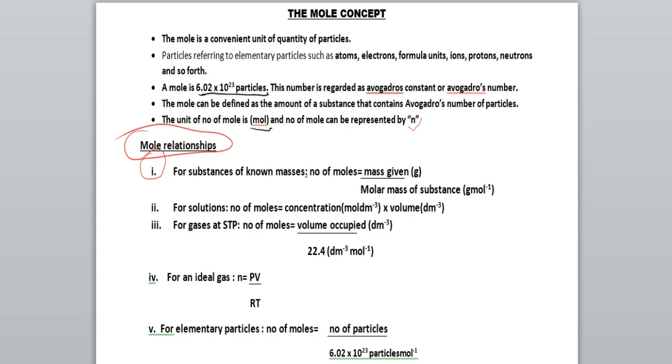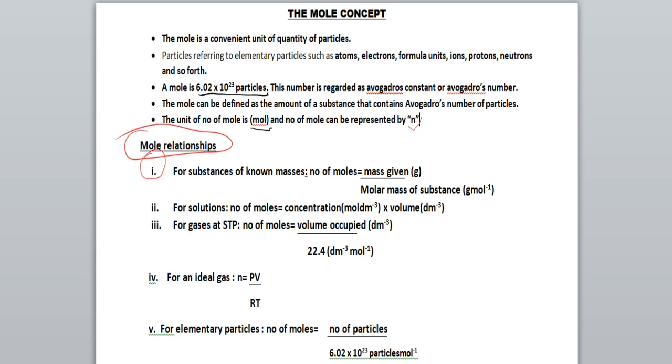Now, our mass given is measured in the unit gram, while our molar mass of substance is measured in the unit gram per mole. If our mass is given in kilogram, we know we have to convert it into gram, which is the basic unit of mass.